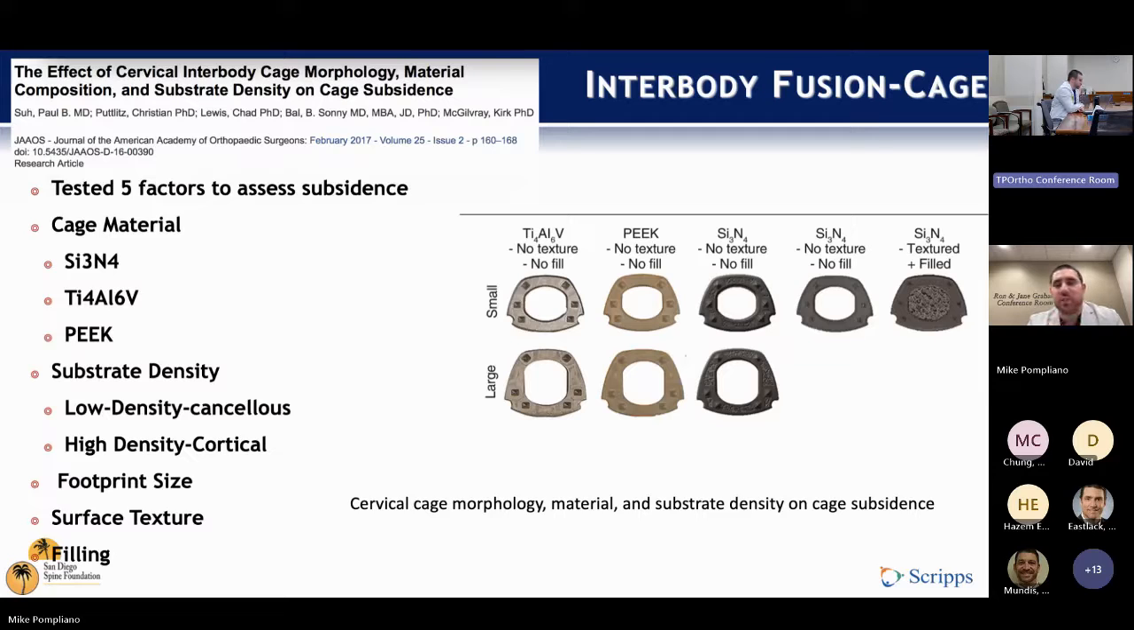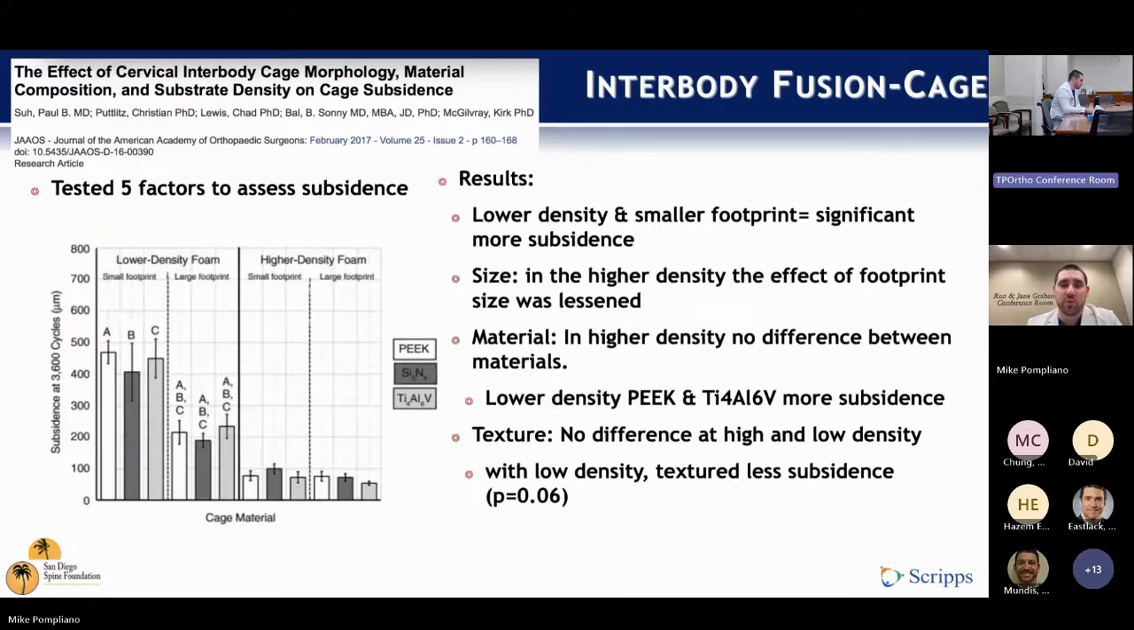Looking at different materials of the interbody cages, this was a study that looked at 5 different factors to assess subsidence. They looked at a variety of different cervical cage morphology, material, and substrate density. With respect to the cage subsidence, their low versus high density substrates were designed to mimic cancellous or cortical bone as well as different bone qualities.